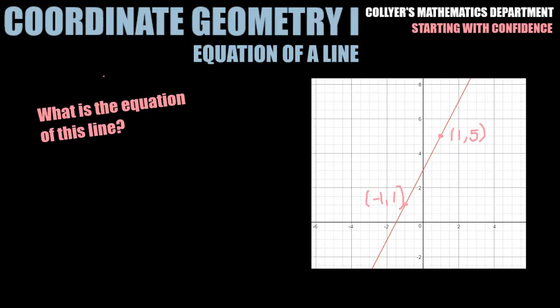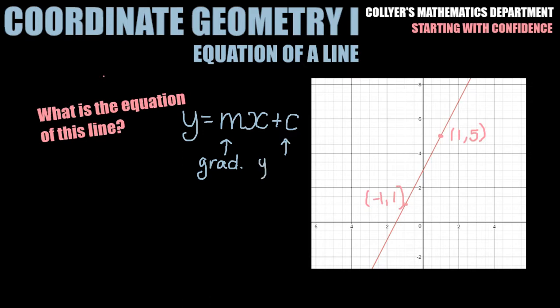If I have a line and I know a couple of points on that line, I know, for instance, that it's going through the point (1, 5) and also through the point (-1, 1), I can ask what is the equation of this line and get a kind of sensible answer, hopefully. So from GCSE, I imagine you will know this equation, y equals mx plus c, where m is your gradient and c is the y-intercept.